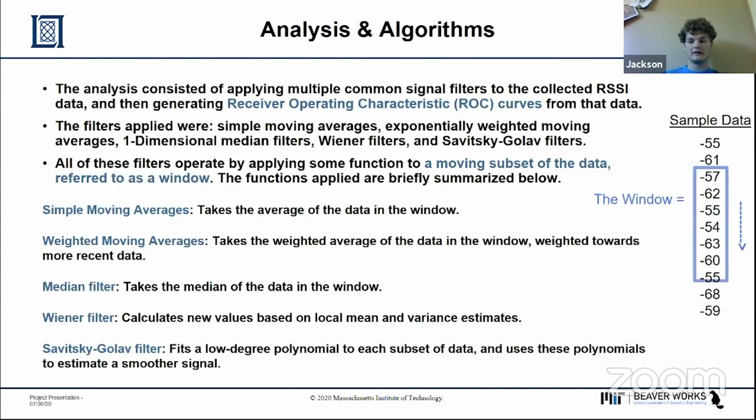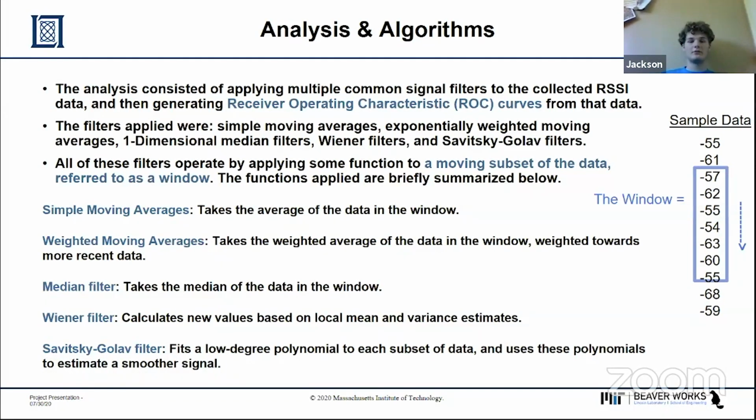Next slide, please. And I'm going too fast. The analysis was the most important part of this project. It was done by applying all the signal filters to the collected RSSI values in each environment, and then generating receiver operating characteristic curves from that data. These receiver operating characteristic curves are a metric for determining a classifier's accuracy in determining which of a binary value or which binary thing it classifies it as.